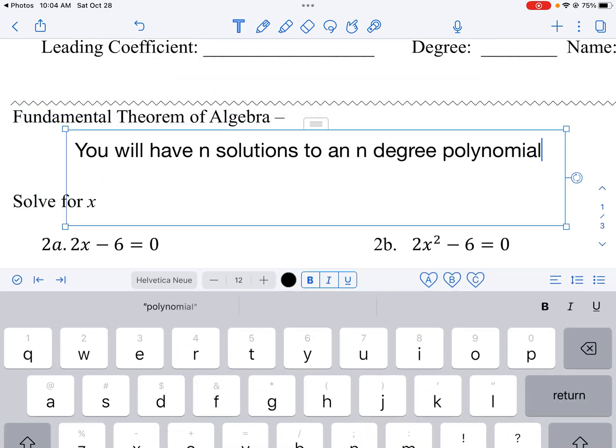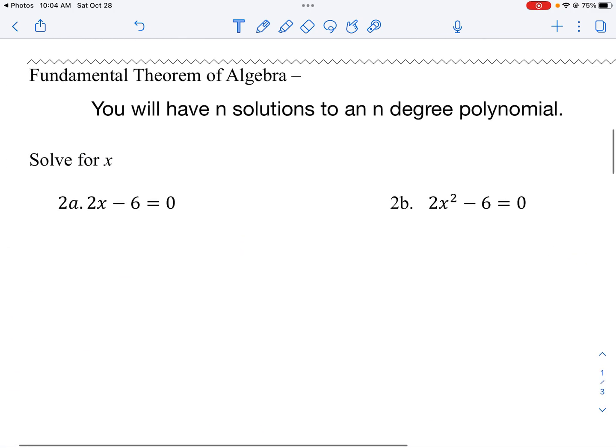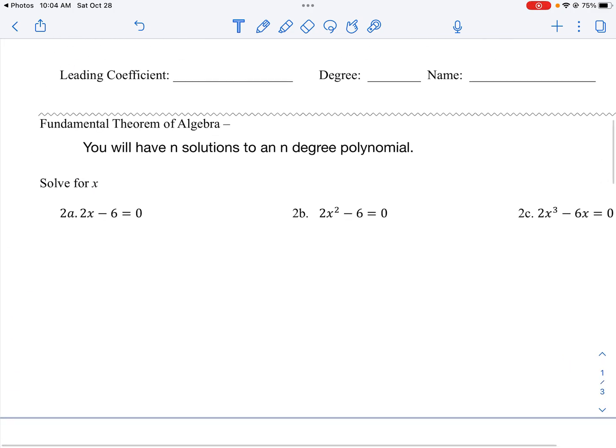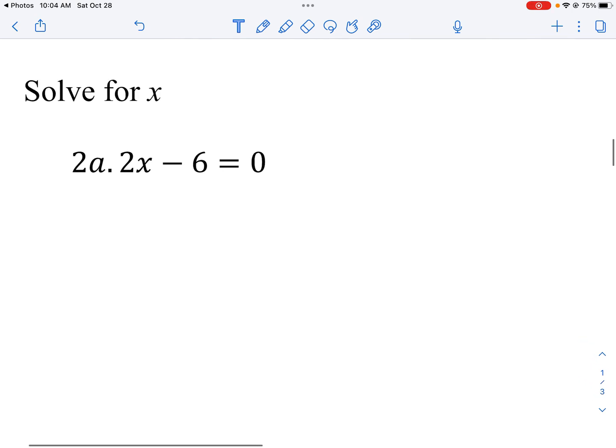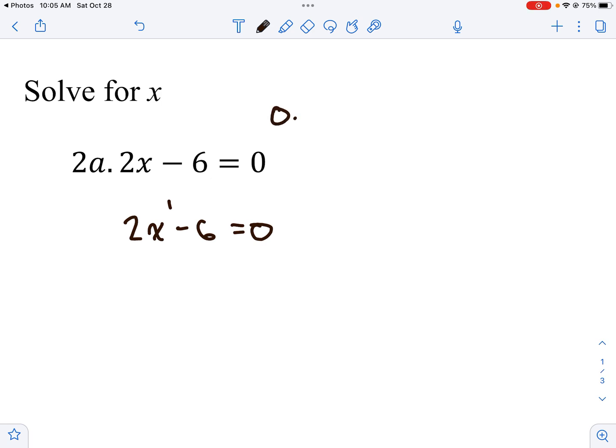But if you have a polynomial, you want to look for the highest degree. So like if I look at 2x minus 6 equals 0, technically the degree is 1, even though you wouldn't really have to write the exponent of 1. So that tells me that there's going to be one answer, or one root, I should say.